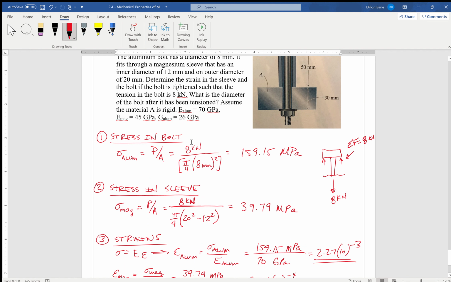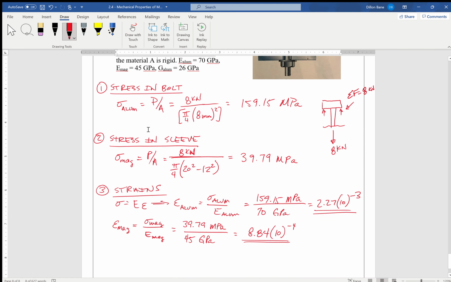The second part of the question, however, it wanted to know what is the diameter of the bolt after it has been tensioned, right? After it has this 8 kilonewton load in it, it's going to stretch a little bit, and we know that if we stretch that bolt a little bit, it's also going to get just a little bit thinner, right?